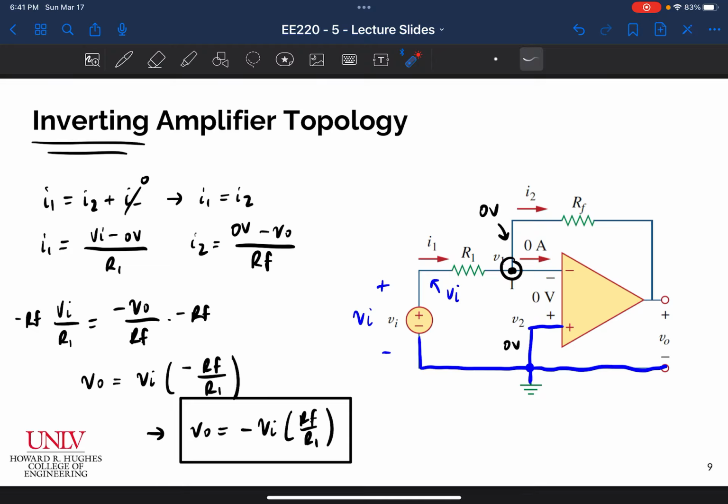If you are wondering why it's called the inverting amplifier topology, it's because it inverts the polarity of the input. If I have a positive input voltage, I'm going to get a negative output voltage, and vice versa. If I have a negative input, I'm going to get a positive output. That is why it's called the inverting amplifier topology. This is the derived expression for the output voltage, and in the next slide, we're going to use this expression to solve an example. Okay, go ahead and end this video here.